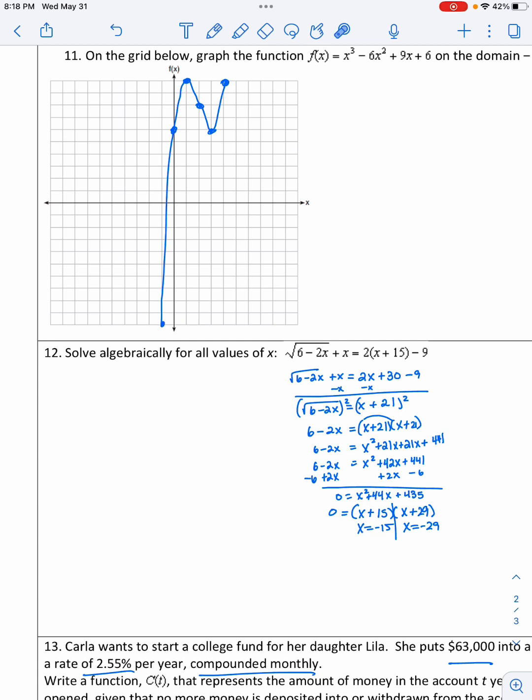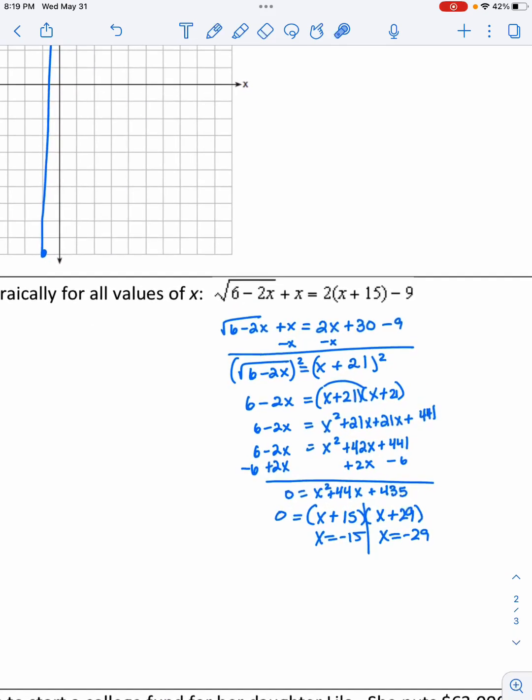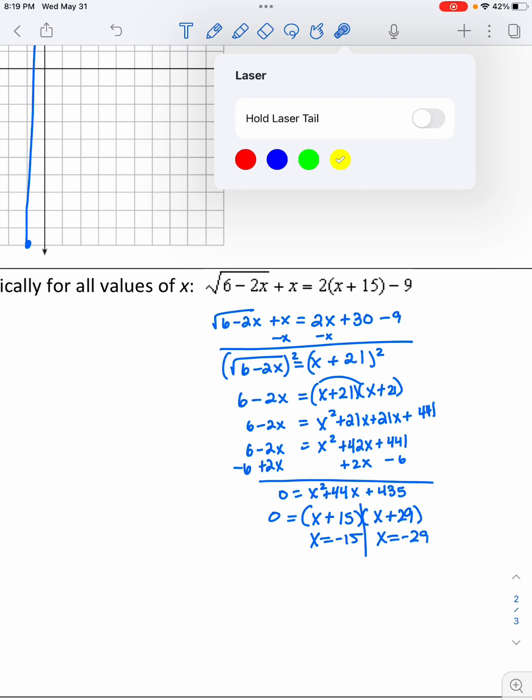Okay, so next one, we're going to algebraically solve for x. So we have a radical, so I'm going to isolate the radical. And then now that my radical is isolated here, we're going to square both sides. So squaring both sides just gets rid of that radical. So 6 minus 2x. We're going to use FOIL to get x squared plus 42x plus 441.